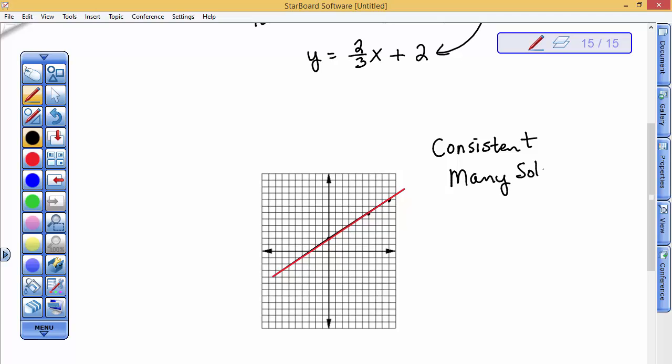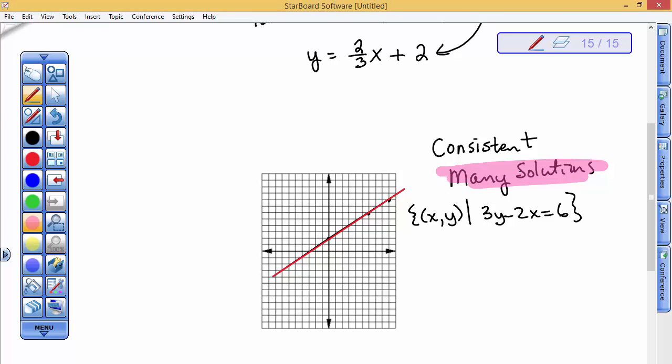Some people would say that the solution is any x and y value that fits in either of the original equations. So any x and y value that fits in 3y minus 2x equals 6 would be a solution. To tell me that many solutions is the solution, that's good enough. All right, I'm going to skip the next problem, and if you'd like, work it on your own, but I will not be dealing with something with so many fractions, and I'm afraid it would just take quite a bit of time. We could do that in class if you'd like.